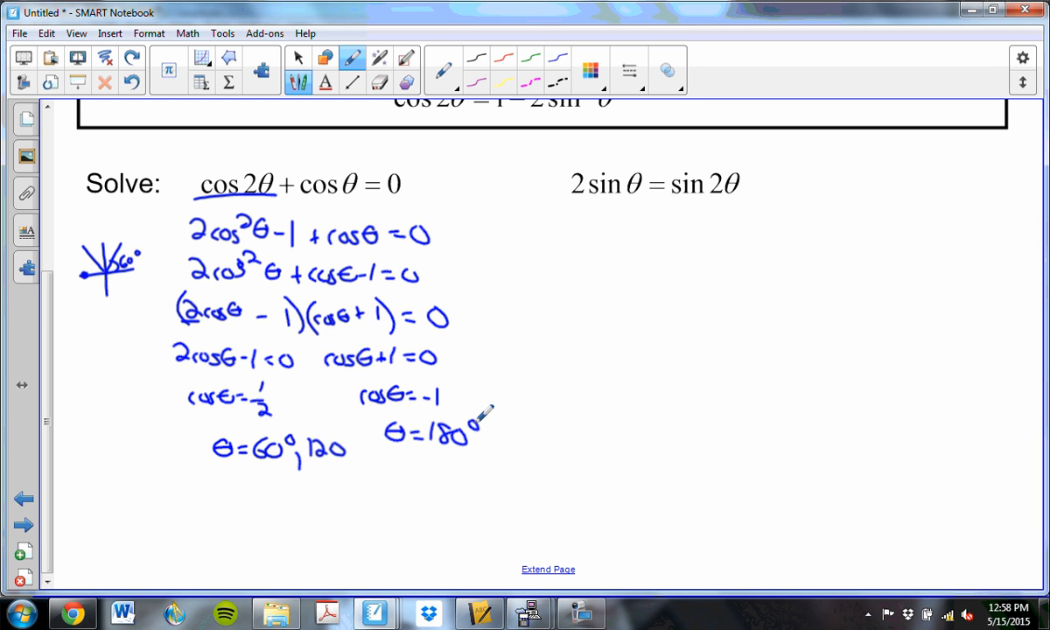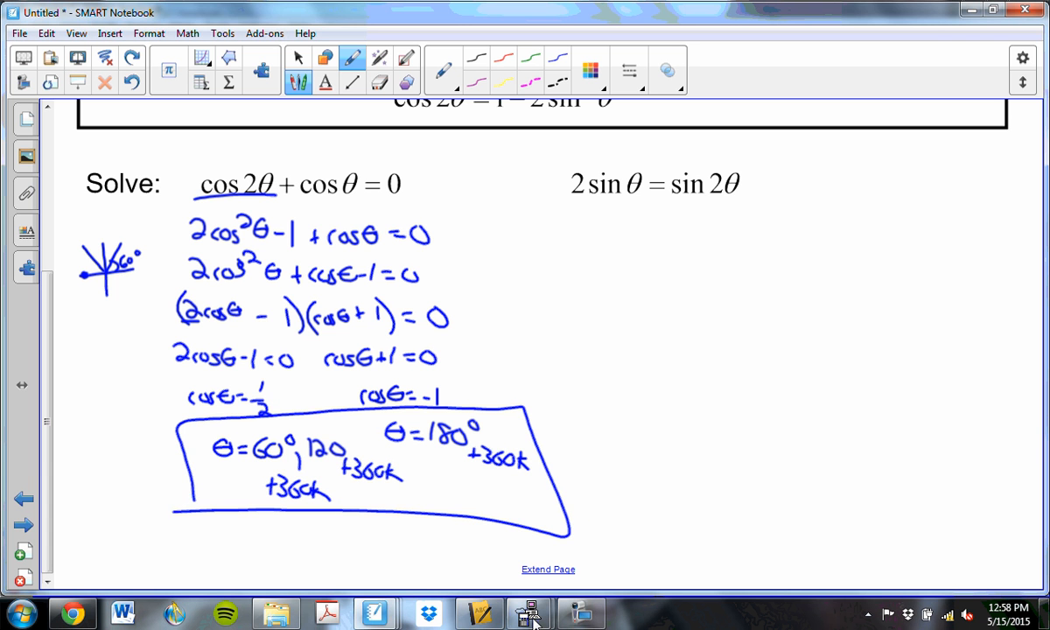Since this didn't clarify if I was doing degrees or radians, I put it in degrees. Since it's not asking for a certain range, it's not saying something like 0 less than theta less than 180, I'm going to just list every possible solution. So I have to add a 360K to all of these, which accounts for every possible revolution of the circle that can get me my solutions.